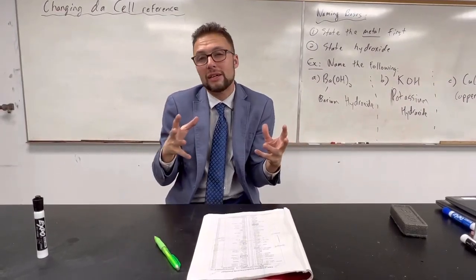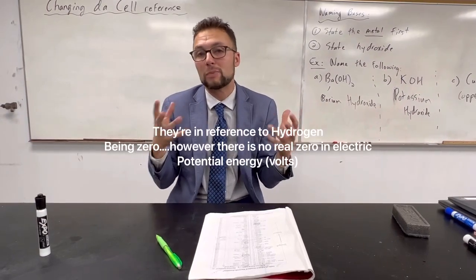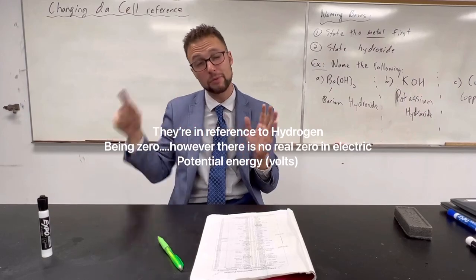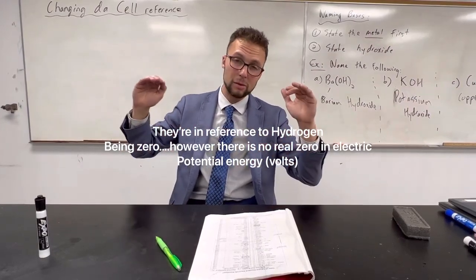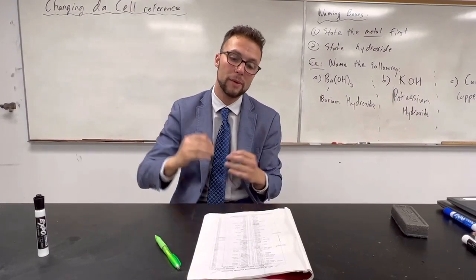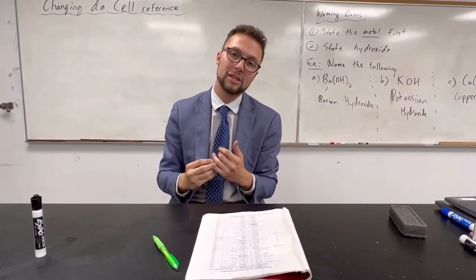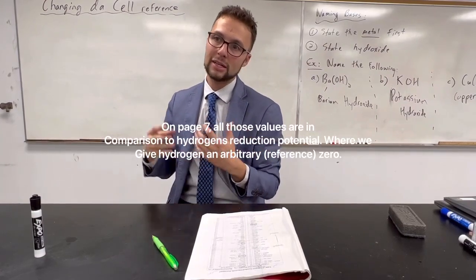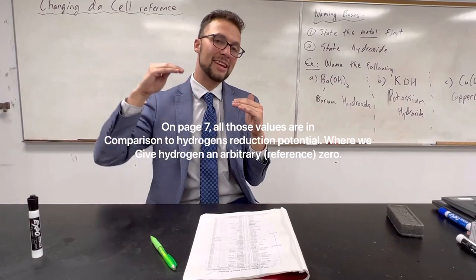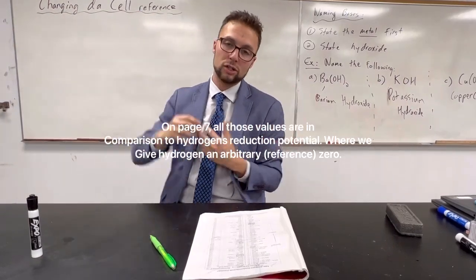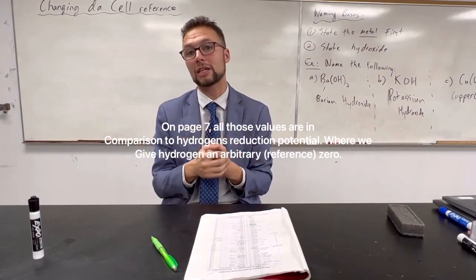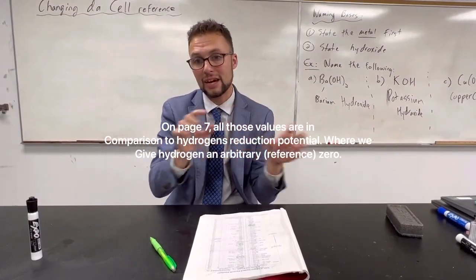There isn't a true zero when it comes to potential energy, whether it's electric potential or gravitational. There's something that approaches zero, but zero is just an arbitrary number that we assign something and compare everything else to it. On page 7 in the data booklet, that zero is hydrogen. We're comparing everything else to hydrogen, whether it's a metal or non-metal. We compare its ability to reduce, or to steal an electron, to the hydrogen atom, and we assign that zero.